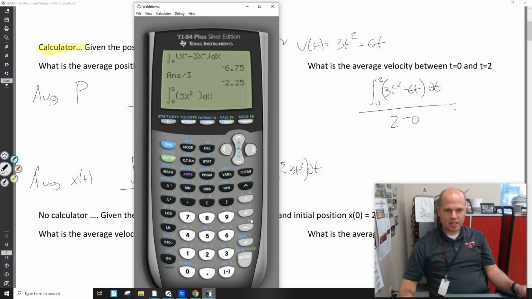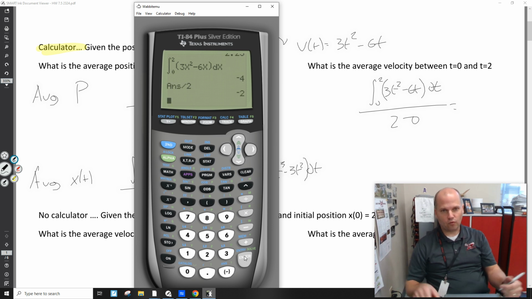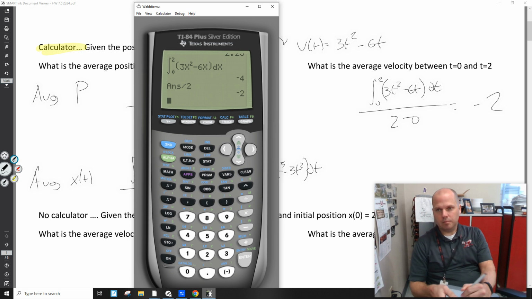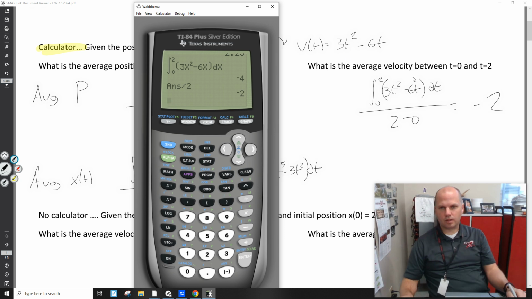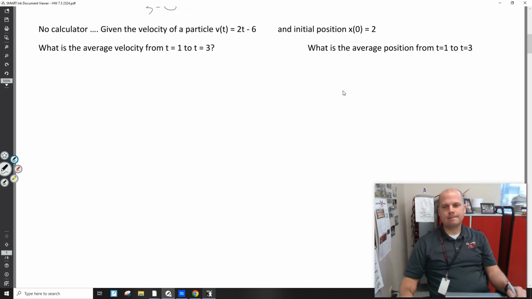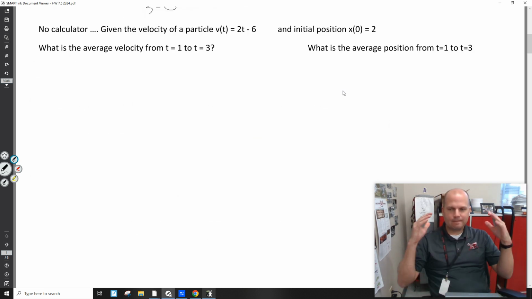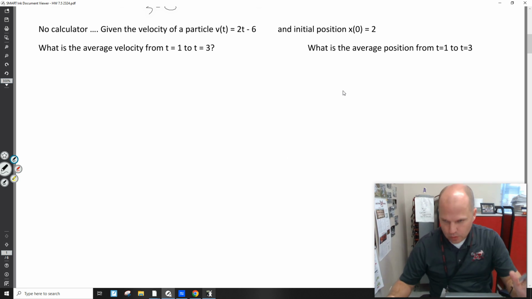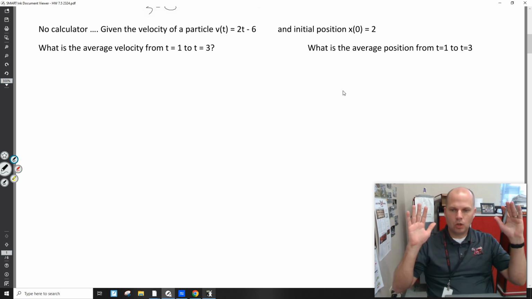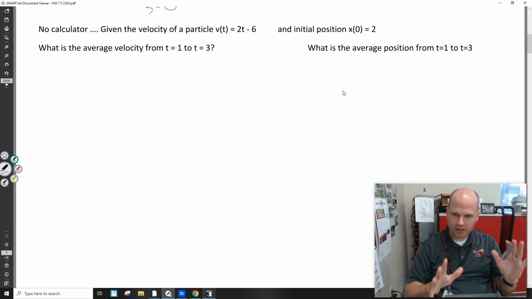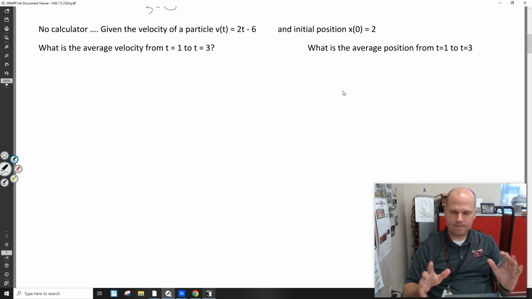Now, a common mistake when calculating averages is just getting your integral and forgetting to divide. Don't forget to divide. Maybe we put the 1/2 in front, doesn't matter. But now, let's talk about how we calculate these things without a calculator, without having to do a full sign analysis, okay?